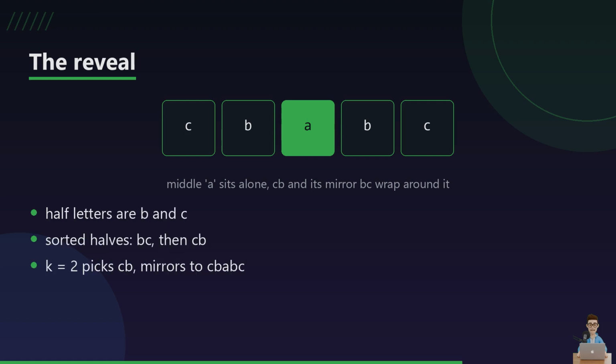The left half only has one B and one C to work with, so there are only two ways to arrange them, BC or CB. Alphabetically, BC comes first, so CB is second. Since K is 2, we pick CB. Now mirror it around the middle letter, A, and we get "cbabc", exactly matching our original string. See, the whole answer came down to just ranking that tiny two-letter half.